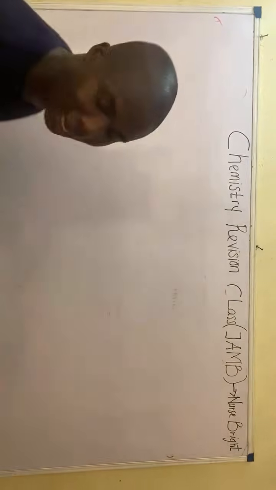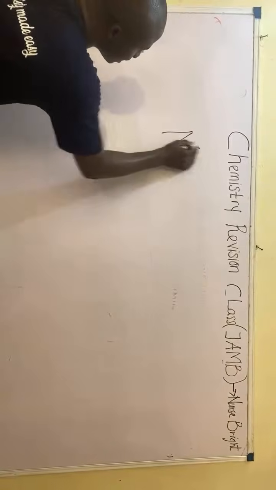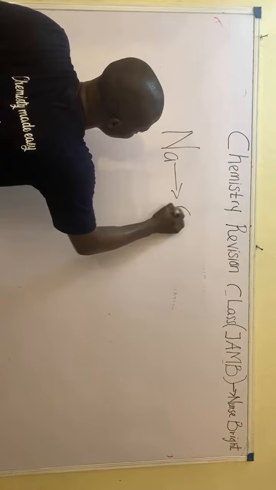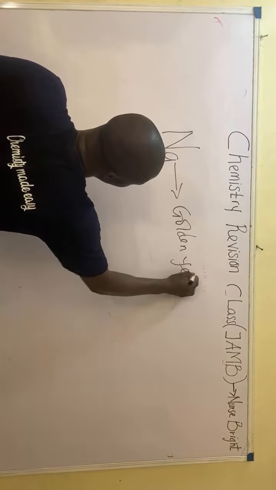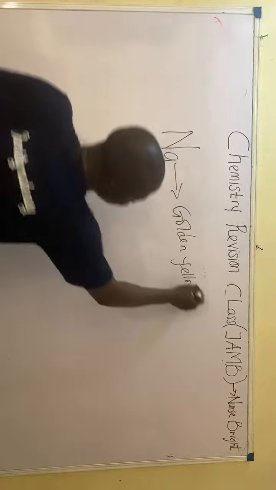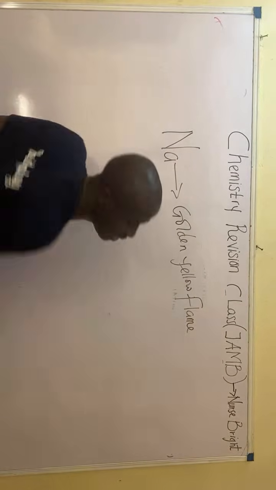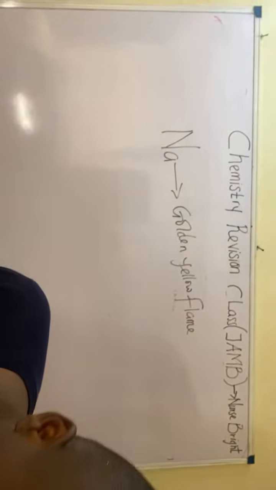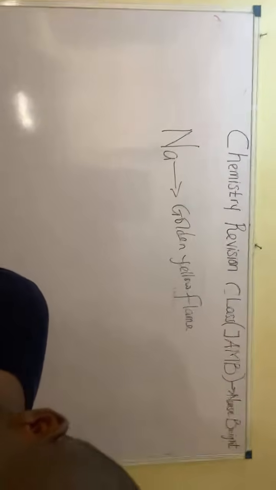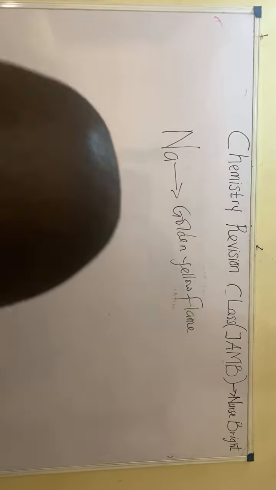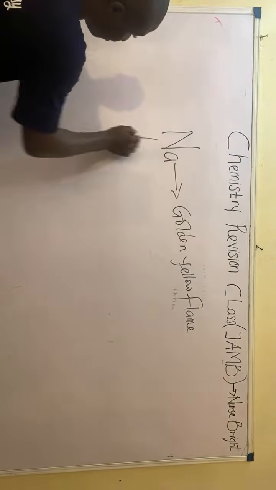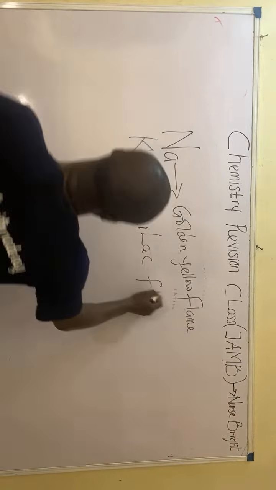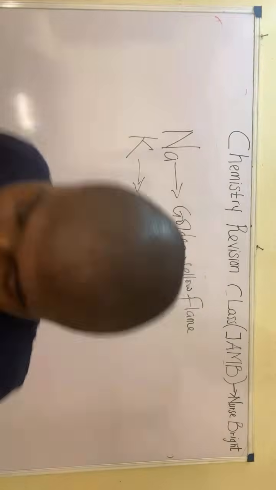For the flame test for some metals, we have different metals like sodium. What is the test of this metal called sodium? The flame test gives a golden yellow flame, and it appears invisible when viewed with blue glass. We have another one, K, potassium. This one gives a lilac flame.